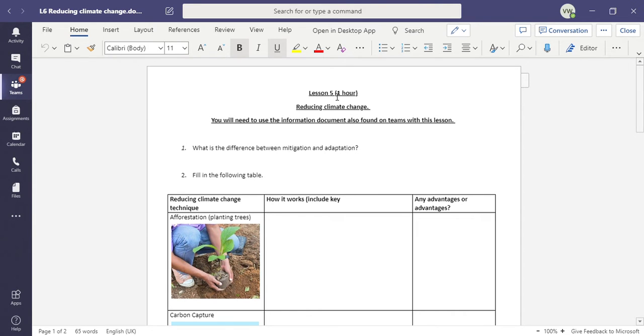Okay, yeah, 7. So this is help for lesson 6, and 6 is the big positive one, and it's all about reducing climate change and what we can do as individuals and what other people and big companies can do to try and reduce our climate change.